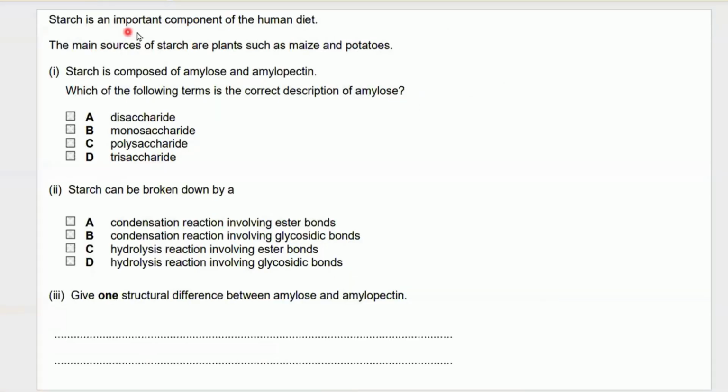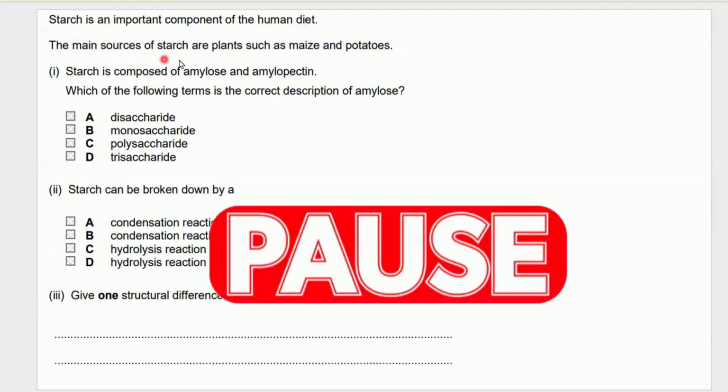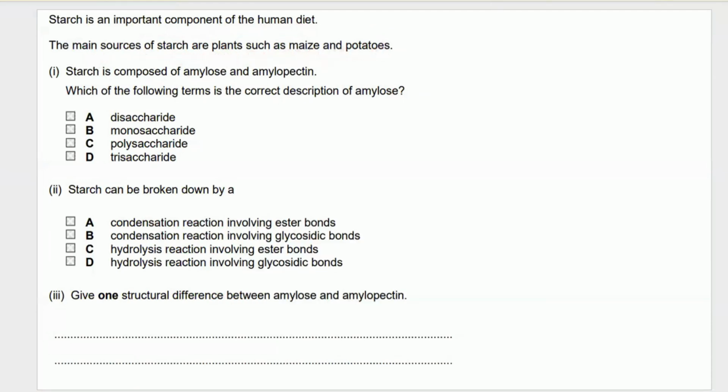Okay, so moving on. Starch is an important component of the human diet. The main sources of starch are plants such as maize and potatoes. Starch is composed of amylose and amylopectin. Which of the following terms is the correct description of amylose? A disaccharide, monosaccharide, polysaccharide, or trisaccharide? Make sure you pause and have a go. All right, let's go through the answers.